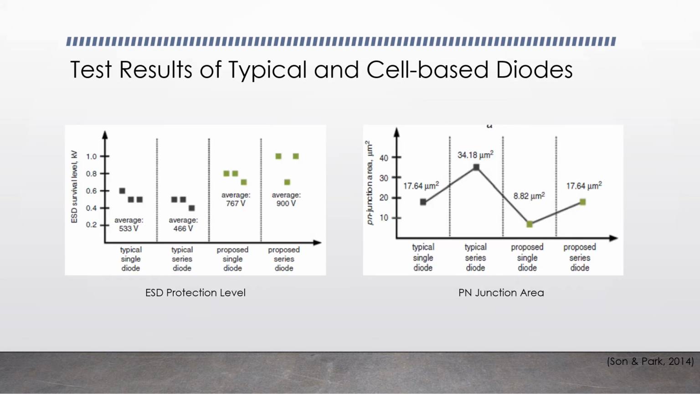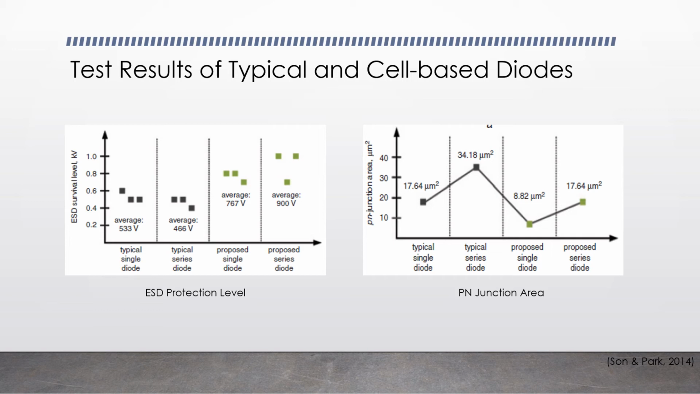The research team used the ESD model of a 150 pF capacitor and a 330 ohm resistor to measure the ESD survival level, to test the feasibility of using cell-based series diodes. From the figures, the average voltage of using cell-based diodes is larger than using the normal diodes, which means that using cell-based diodes can protect the devices better than using normal diodes.